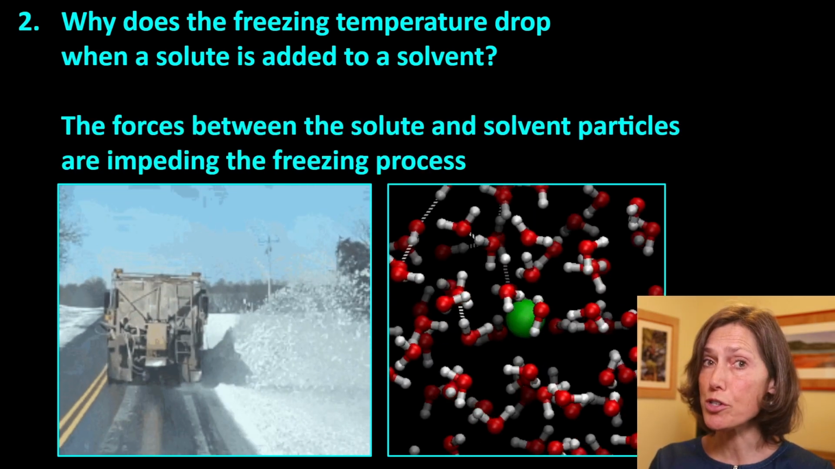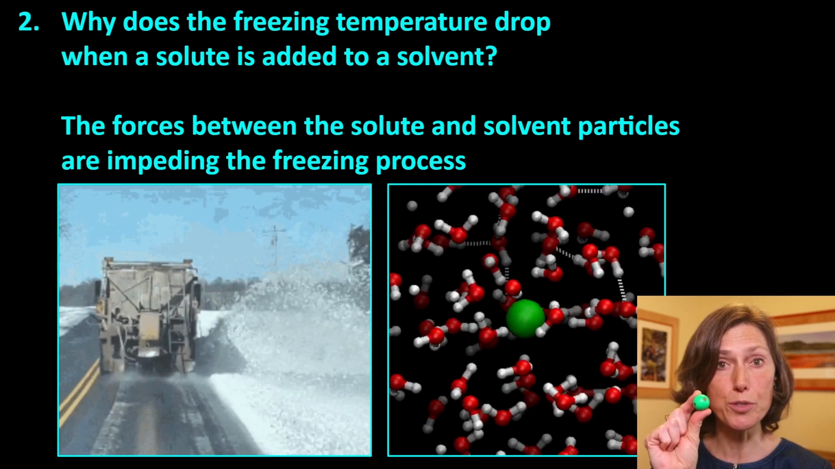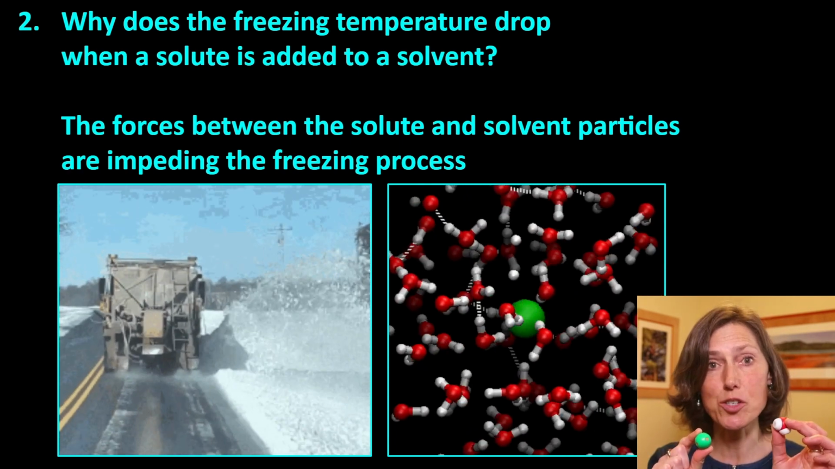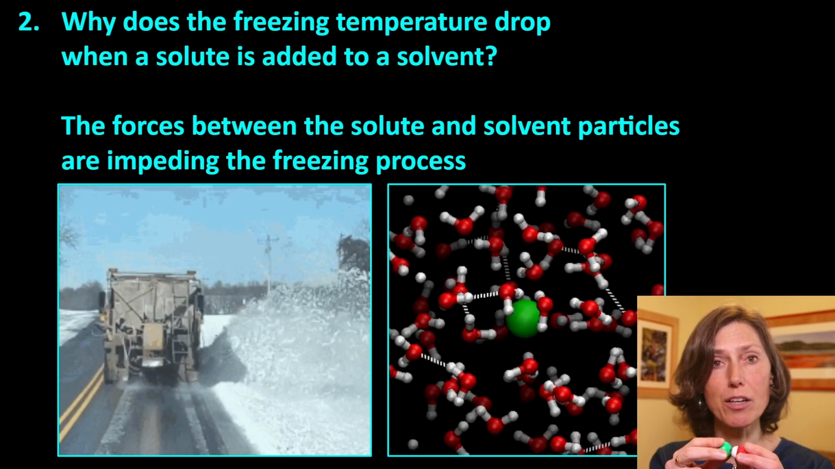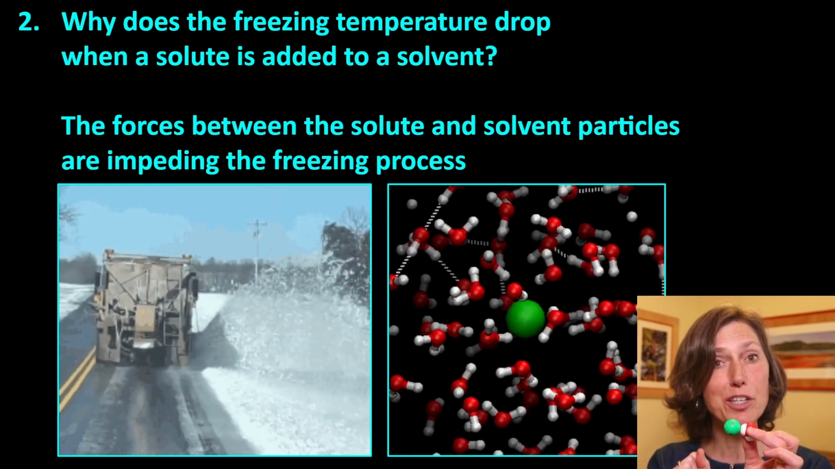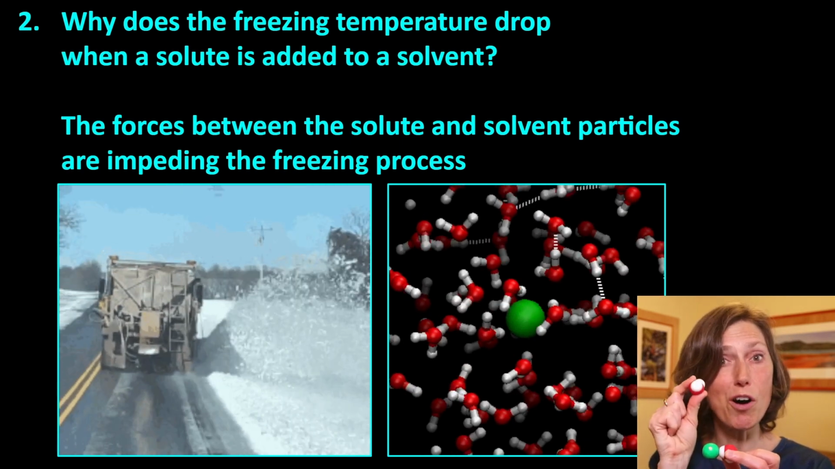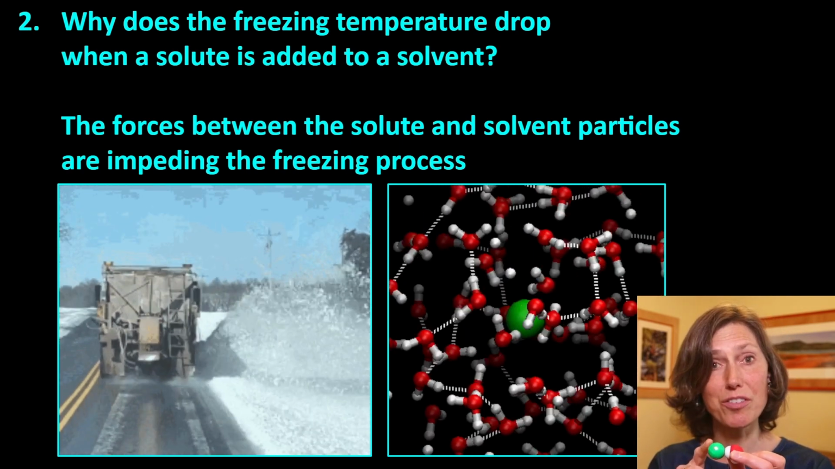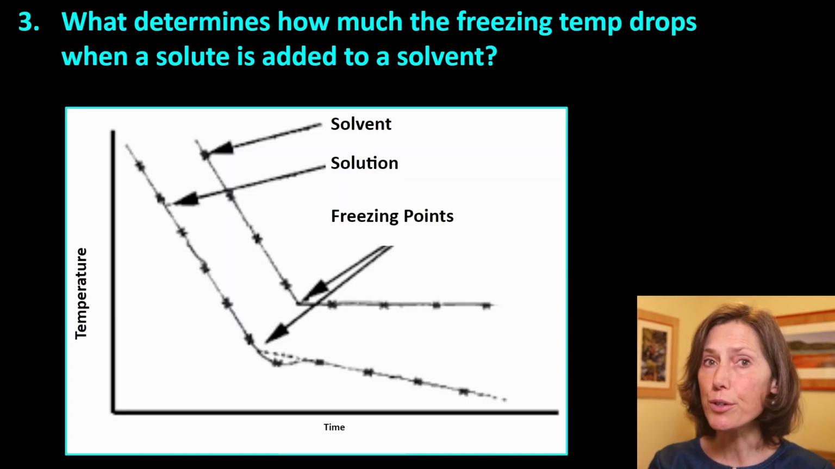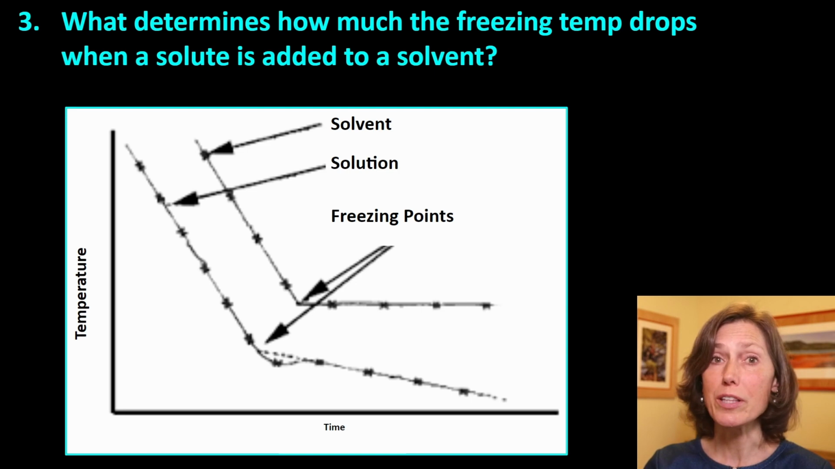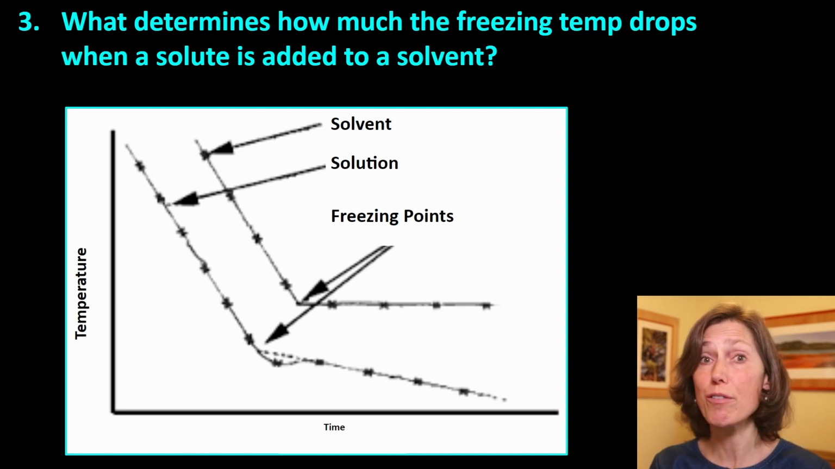The second question, why does the freezing temperature drop when a solute is added to a solvent? This is because the forces between the solute, in this case chloride, and the solvent, in this case water, are impeding the freezing process. Because when stuff freezes, water needs to hook up with water and not with the solute particles.